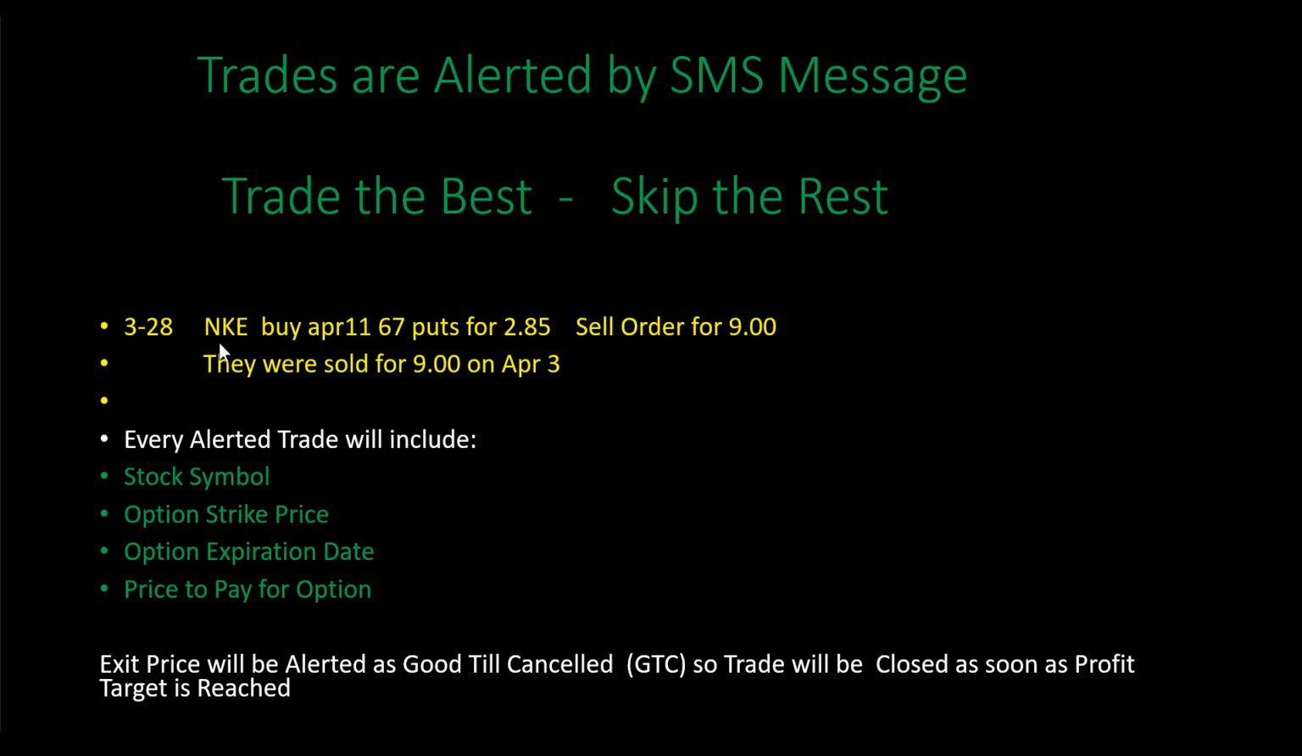But in this particular case, this was what the Nike looked like. You get a text that says 328. That was their entry date. Nike buy the April 11th 67 puts for $2.85, and then the final sell order comes through, sell for $9. They were sold for $9 on April 3rd. That's what your alerts will look like.